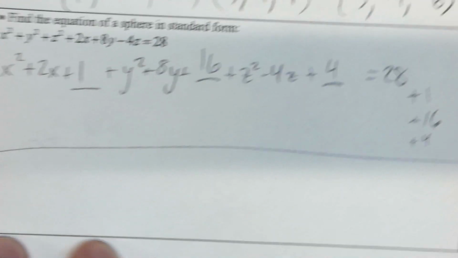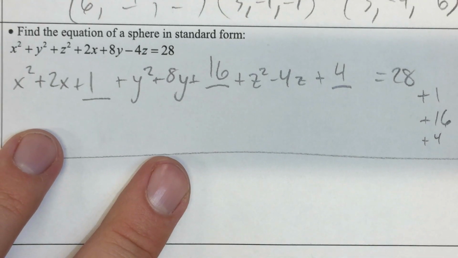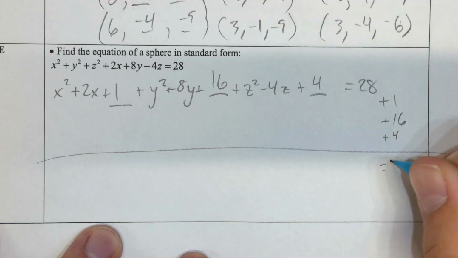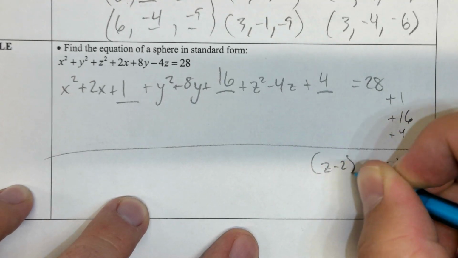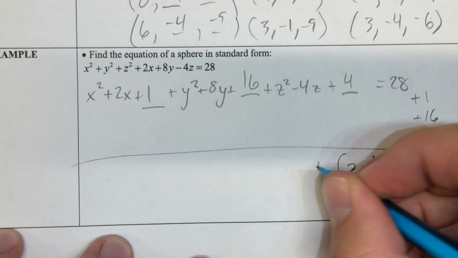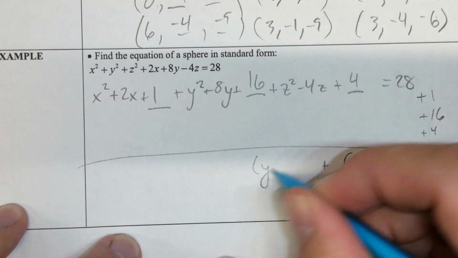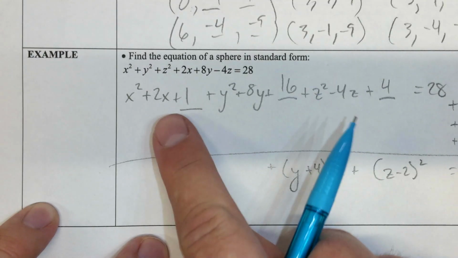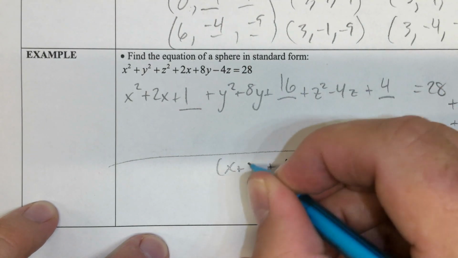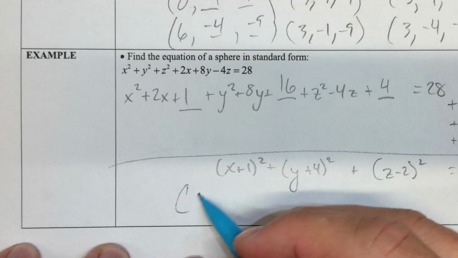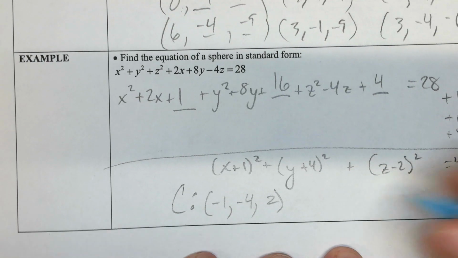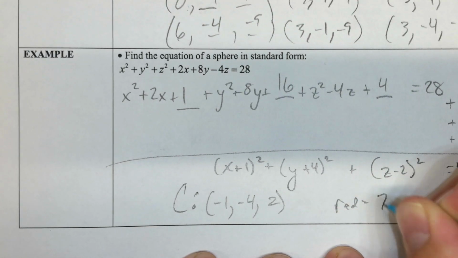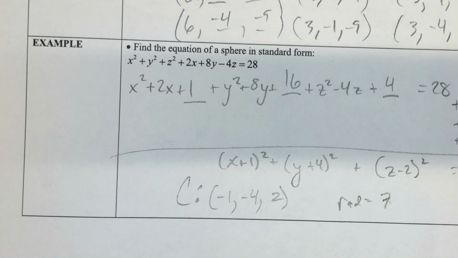And now I'll be able to finish, because this side makes a cool 49. Shocker, a nice number. But here, half of that is 2. Here, half of that was 4. Here, half of that was 1. And it just comes out that smooth. Completing the square is great. The center is negative 1, negative 4, and 2 with a radius of 7.